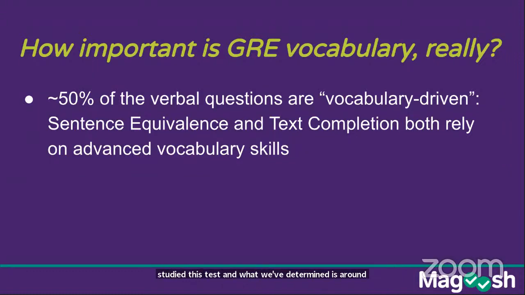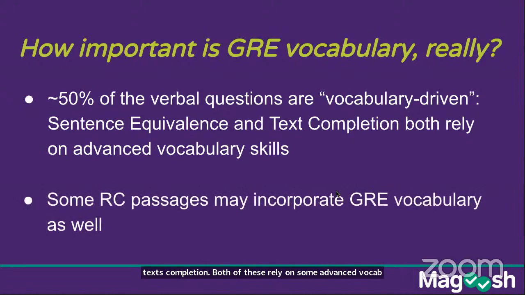We are super data driven, and so we've studied this test, and what we've determined is around 50%, pretty much half of your questions on a given section are going to be vocabulary driven. And of course, those come most apparent in those question types like sentence equivalence and text completion. Both of these rely on some advanced vocab.